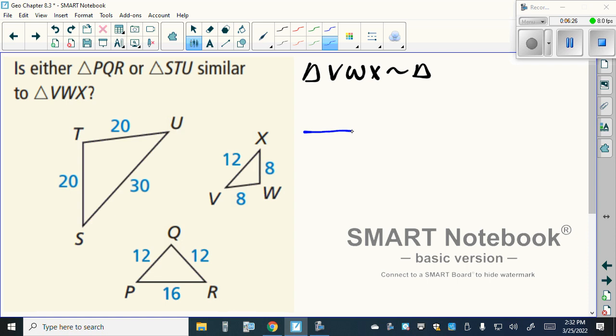So we can compare STU and VWX to each other. Now, what is one of the side lengths for one of these 2 triangles? 8. So we'll put VWX on top. Now, if we pick one to go on top, it needs to stay on top for the rest of them so that we can guarantee that the fractions will reduce the same way. Now, what side matches up with our 8?